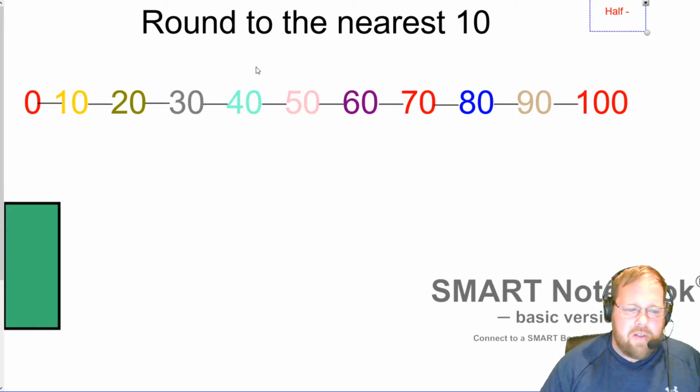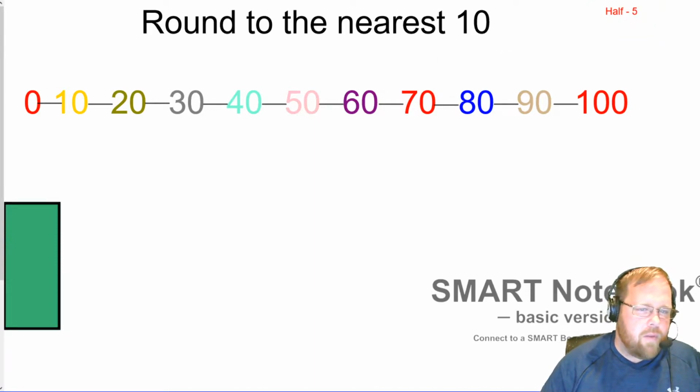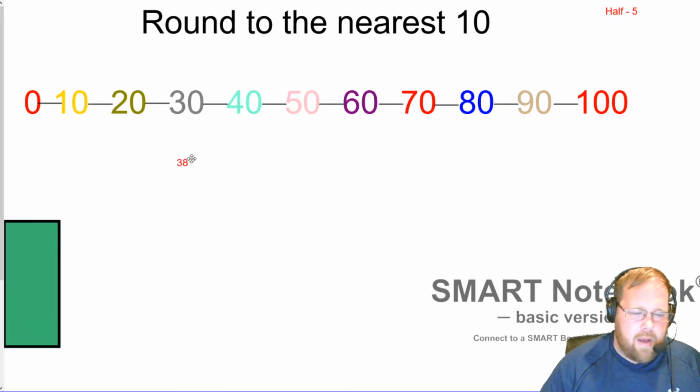Okay? So when we're rounding, let's look at this. It says half. So we're rounding to the nearest 10. What's half of 10? 5. Very good. So half of 10 is 5. And that's going to come into play right here. So we have the number 38.